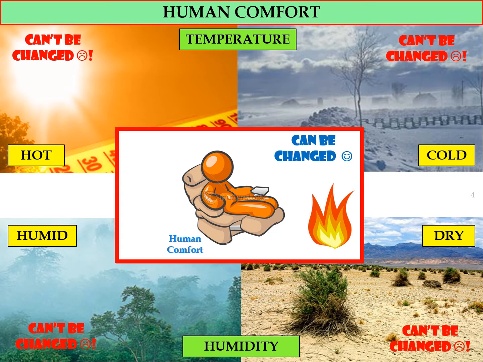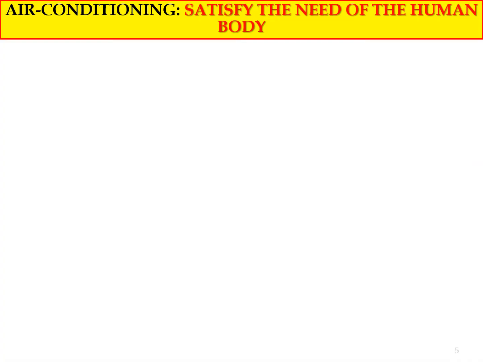Let's say it's too cold, we can give a fire, and if it's too dry, we can spray water. However, it is a lot easier if you have an air conditioning system where we can give heat, also cold. You also can do humidifying, so increase the humidity of the room, or we can put in a dehumidifying system, so we can dehumidify the room. So if we can control these four, then we can acquire the human comfort. Air conditioning, satisfying the need of the human body.